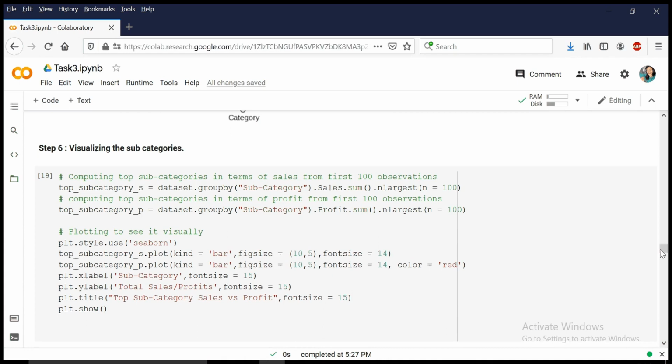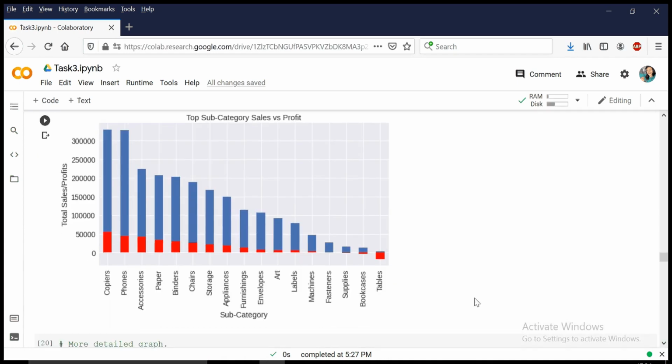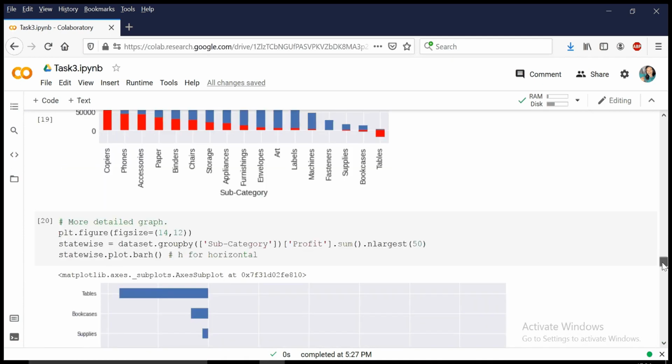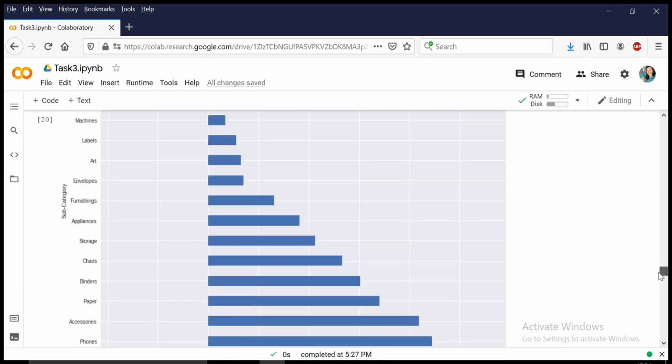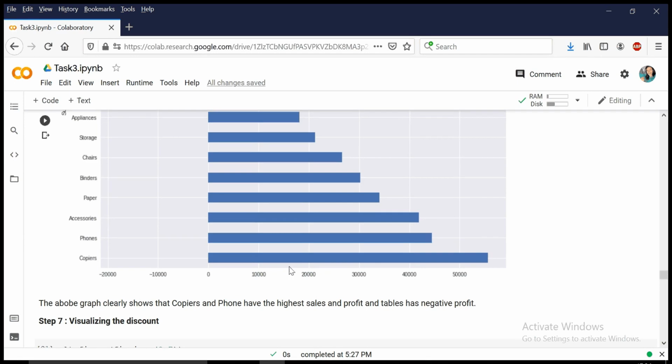Step number 6 is to visualize the subcategories, which is done here. And for a more detailed graph, I have presented it in this way. So the above graph clearly shows that copiers and phones have the highest sales and profit, and tables have negative profit.